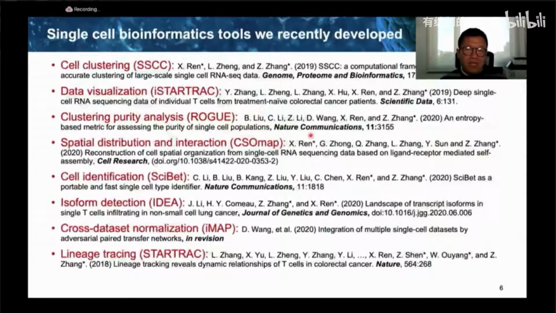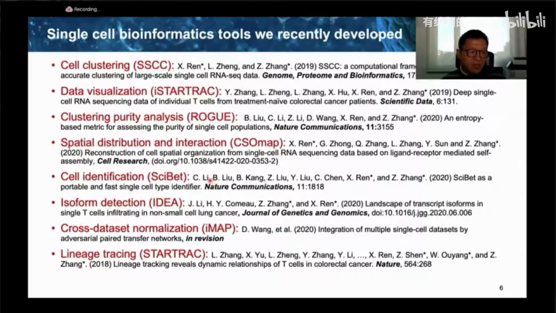So for that reason, in the past few years, we have spent some energy, or lots of energy actually, in developing bioinformatic tools for single-cell data analysis. Here, I just want to quickly list some of the tools we developed as an advertisement. So SCCC for clustering, iTrack for visualization, Rogue for cell purity analysis, CSOmap for spatial distribution and interaction, CellBat for cell identification, IDEA for isoform detection, and IMAP, which is unpublished yet, is a cross dataset normalization method, and StarTrack is for T-cell lineage tracing.